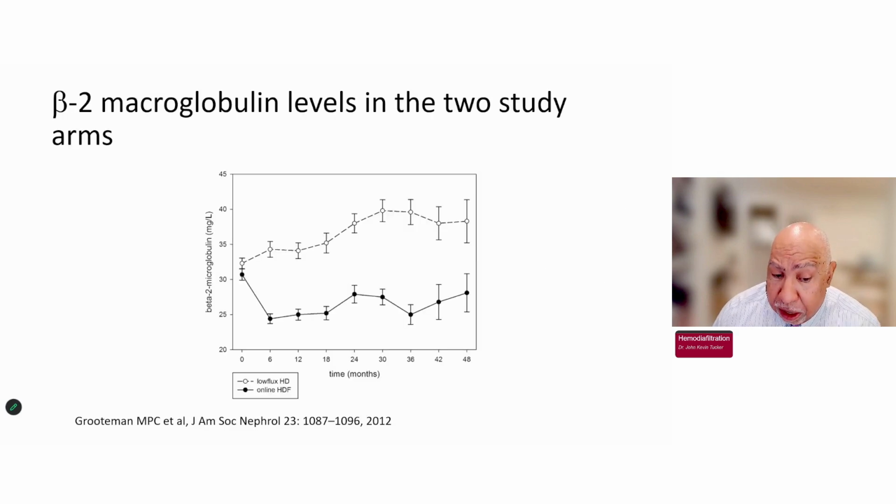If you look at beta-2 microglobulin levels in the two studies, however, you can see that those who were randomized to online HDF did have better removal of beta-2 microglobulin compared to those who were randomized to low flux hemodialysis. Again, not a surprising finding.